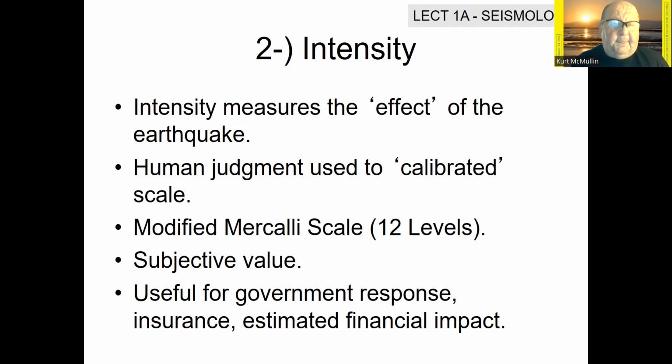The most common measurement of intensity for almost everywhere in the world is known as the Modified Mercalli scale, and there are 12 levels. It's a subjective value, so one person may give this a certain level, another person may give it a different level, but obviously they'll probably be rather close together. It's useful for government response, insurance, and estimated financial impact. It's of less value to working engineers, but it is commonly referred to, and we probably want to at least be familiar with the idea.